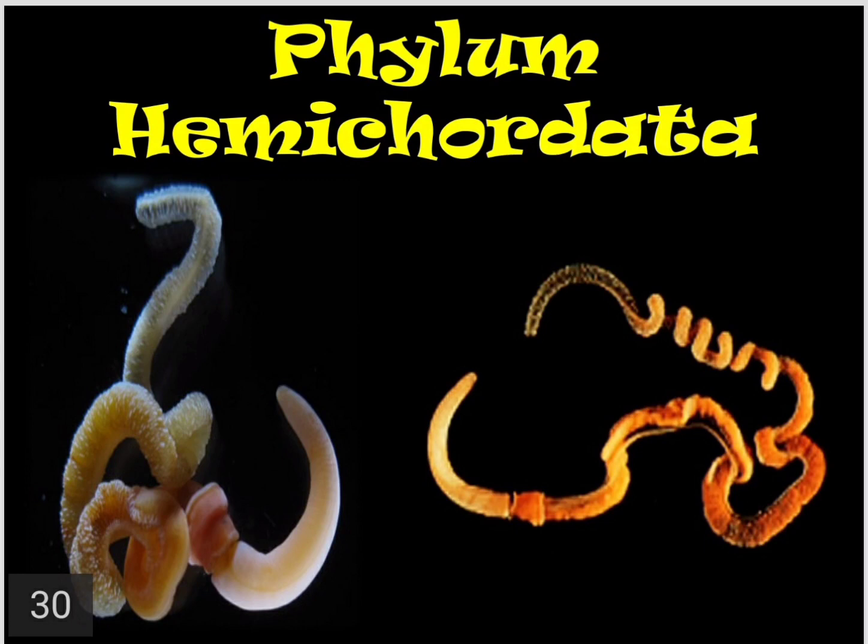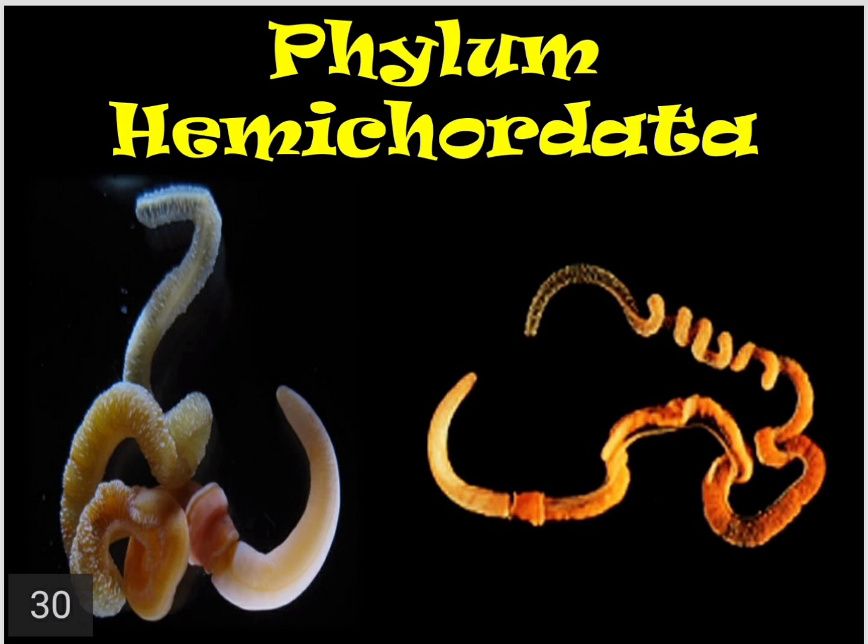Now we move on to the next phylum, which is phylum Hemichordata. The body of these animals is divided into 3 parts, which are called the proboscis, collar, and the trunk. If you go through your textbook, you will see a picture of an animal called Balanoglossus. The example shows clearly what is a proboscis, what is a collar, and what is the trunk part of the animal. Now, notochord is present in the proboscis region only.